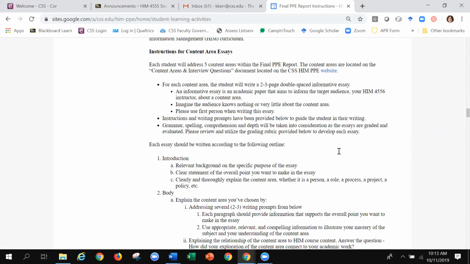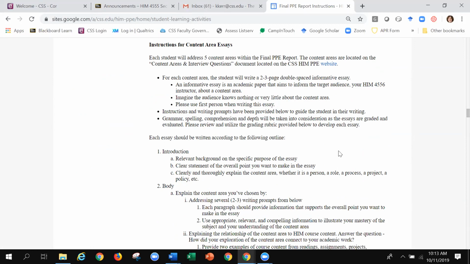Okay, so for each content area, you're going to be writing an informative essay that is 2 to 3 pages, double spaced. And here's a little definition for you of what an informative essay is. It is an academic paper that aims to inform the target audience. Your target audience is me, your HIM 4556 instructor, so that is the seminar course. You should imagine that I know nothing or very little about your content area when you're writing, okay?